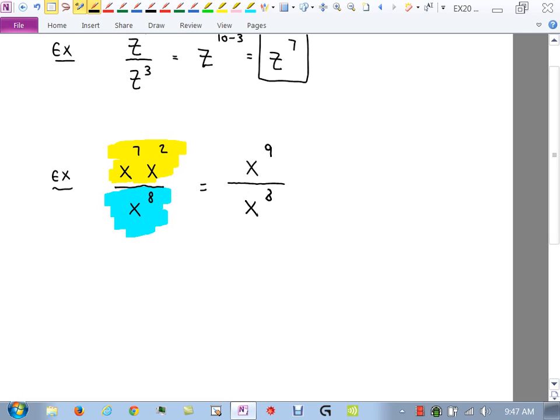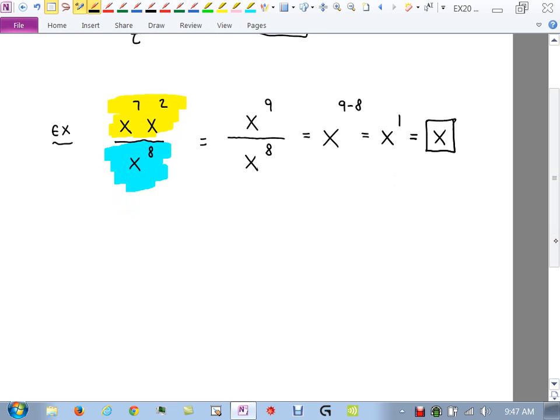Now, what do we still have on the bottom? X to the 8th. Now, look at the whole thing using the second property, right? That's x to something over x to something, same base, subtract. So this becomes x to the 9 minus 8. What's 9 minus 8? 1. That's x to the 1. Anything to the 1 is itself, isn't it? It's just x. All right?